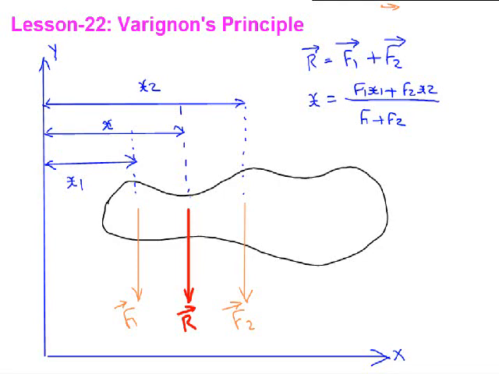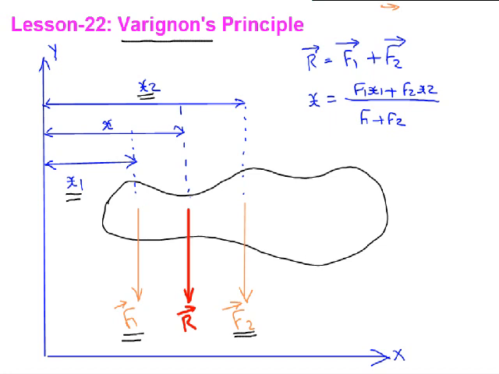In this lesson, we'll try to see what Varignon's principle is and how it is used to find the resultant of a system of forces. To begin with, we'll consider the situation of two parallel forces F1 and F2, which are acting at distances x1 and x2 from the y-axis as shown.